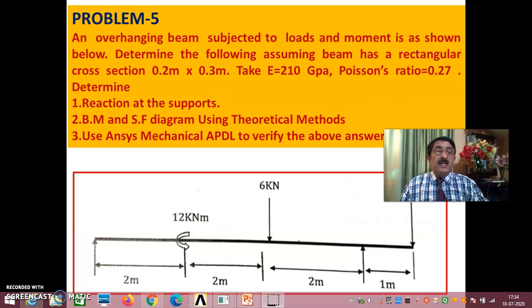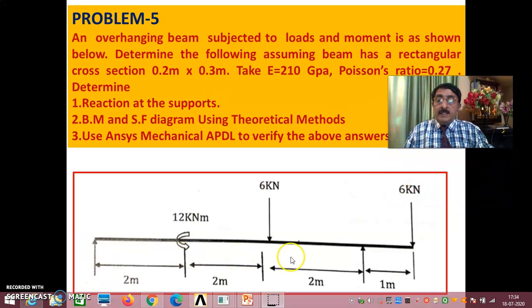You see here, this is a beam and it is supported here and it is supported here. And there is an overhang here. Can you see the overhang of 1 meter? And you have a load here also, 6 kilonewtons. And there is a 6 kilonewton load here also. And there is a moment also, an anti-clockwise moment, 12 kilonewton meter.